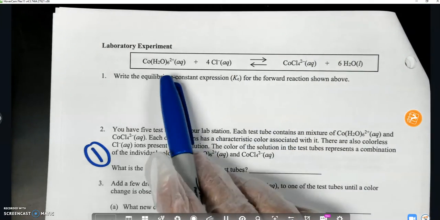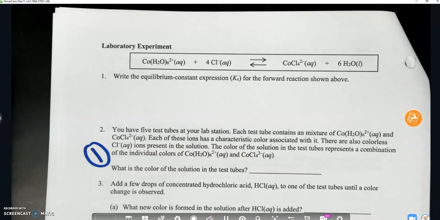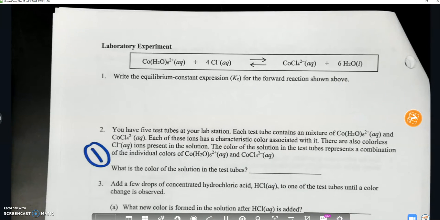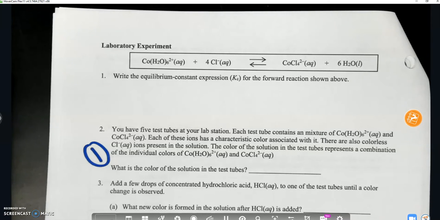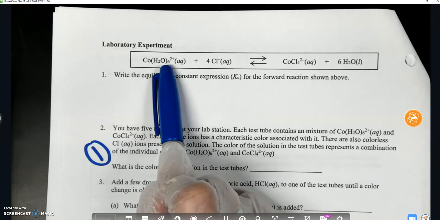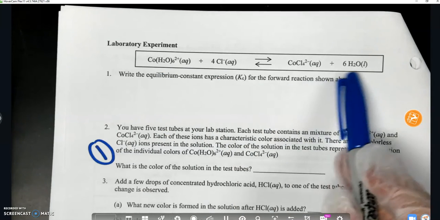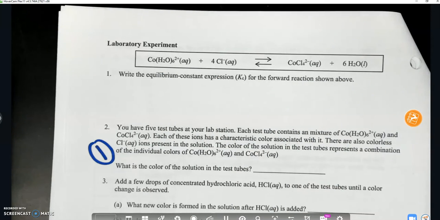One of the sides of this reaction is pink and one of the sides is blue. First thing we're going to do is look at two experiments that should help you determine, is this blue or pink, or is this blue or pink, because these are colorless.